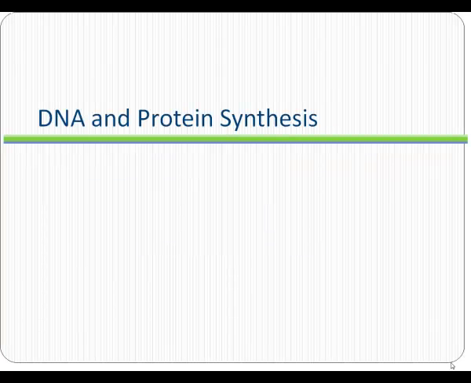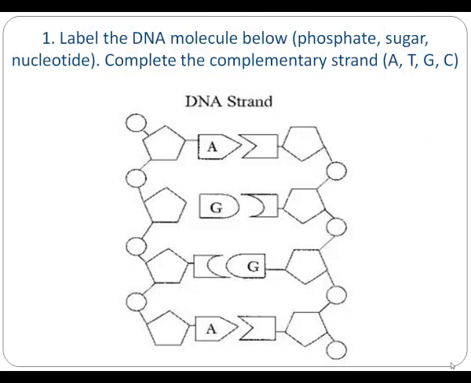First section is DNA and protein synthesis. The first question asks us to label this DNA molecule with the phosphate, the sugar, the nucleotide, and to complete the complementary strand. So the little circles, that's going to be what holds together my DNA strand. That is going to be my phosphate. The little pentagons, those are sugars.